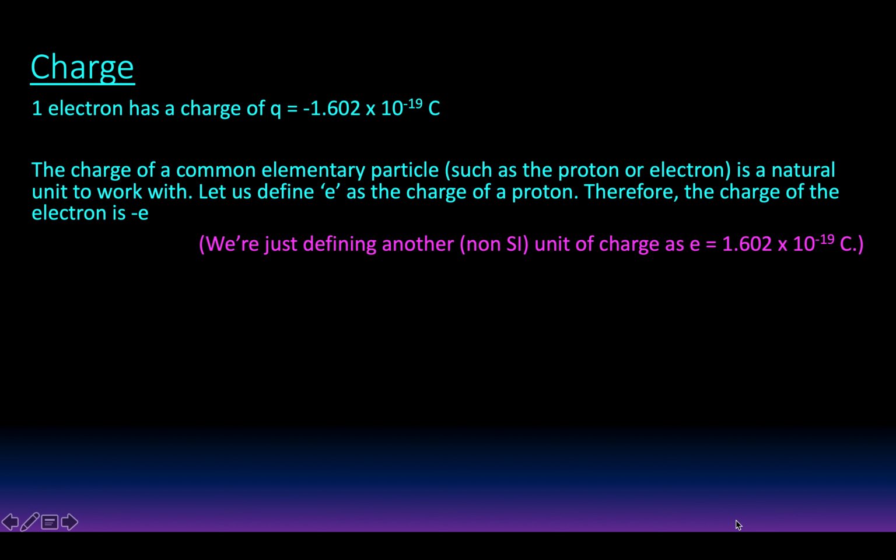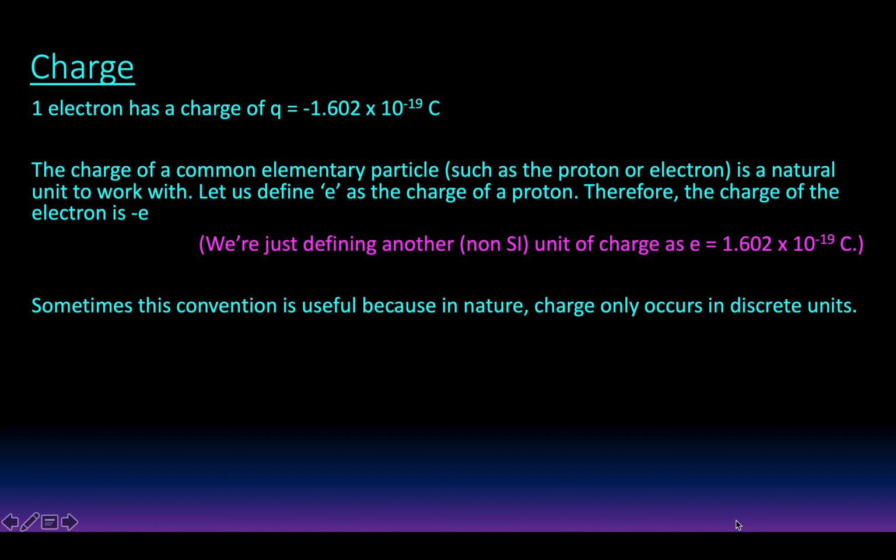We'll designate the elementary charge with the symbol lowercase e, and we will say that the elementary charge is the charge of a proton. Therefore, I could say that e is equal to 1.6 times 10 to the negative 19 coulombs. And I could say a proton has a charge of plus e and an electron has a charge of minus e. Part of the utility of working in this convention when we are looking at individual particles is that in nature, charge only occurs in discrete units.